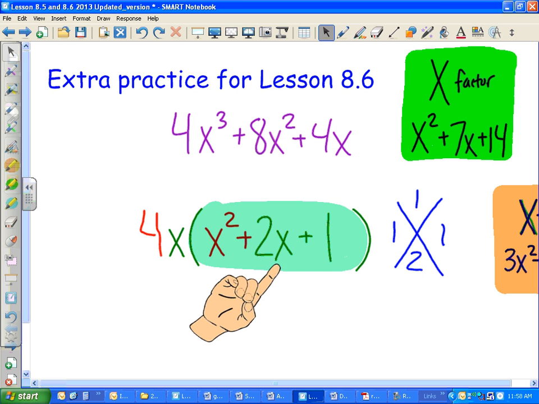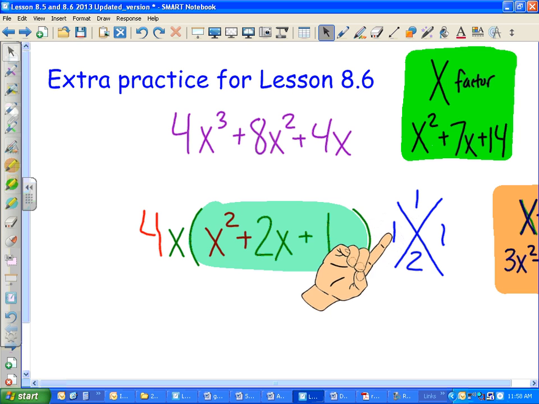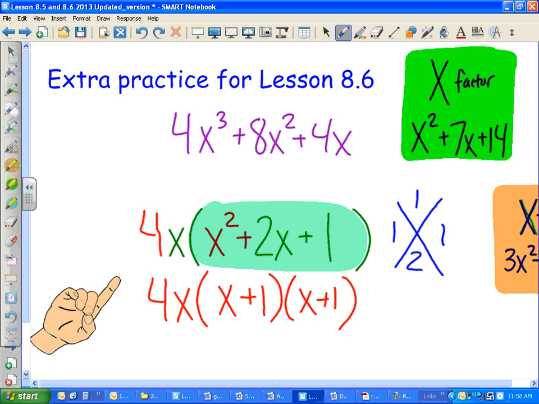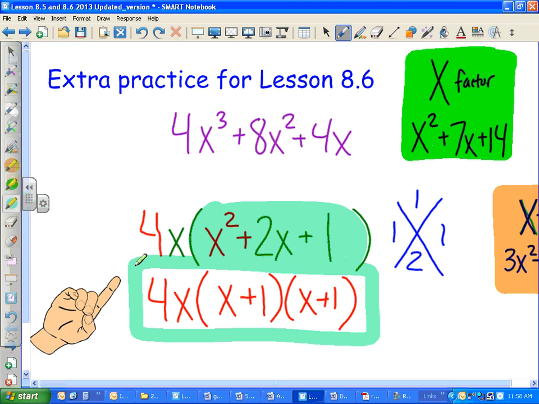Now I need you to change the 2 answers that you have, your 1 and your 1, change those to parentheses. So I'm going to write those right here. x plus 1, that's one of them, and x plus 1 is the other one. Now, if you're really good, you can write it with the parentheses with the power of 2, or you can leave it like that. And don't forget to write down your 4x, okay? This is your final answer. This is totally done. You can't do anything else to this. That's factored all the way, okay? This is an answer right there.